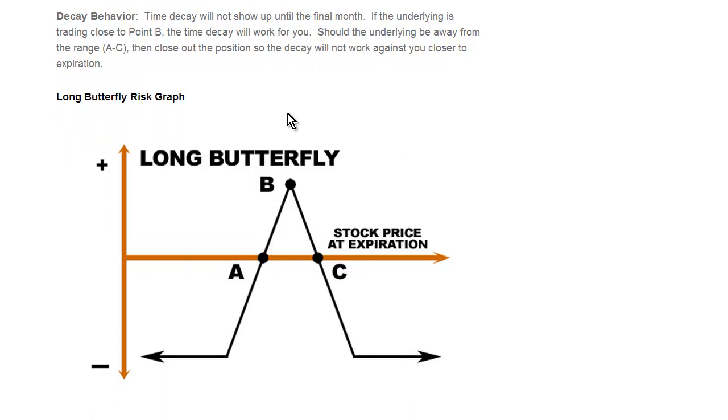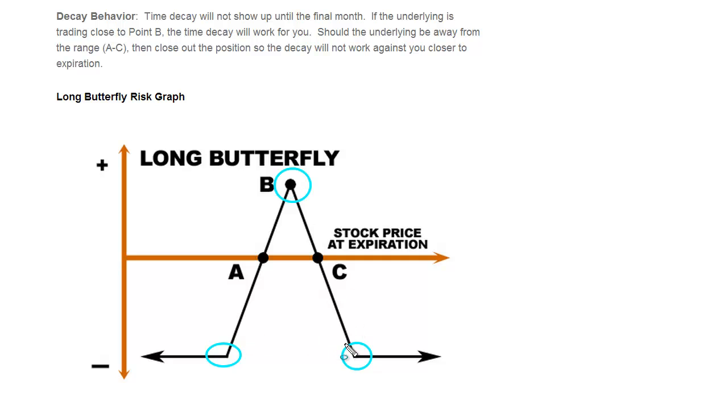Okay, decay behavior will not show up until the final month. There is an interesting topic again about decay. When you're talking about decay rates, when they're at the money, they're actually not really that fast. In this particular spread, you have your short contracts here, and then you have your long ones to the sides, where this is at the money in the middle. Your at the money is actually going to decay slower than these outside contracts.